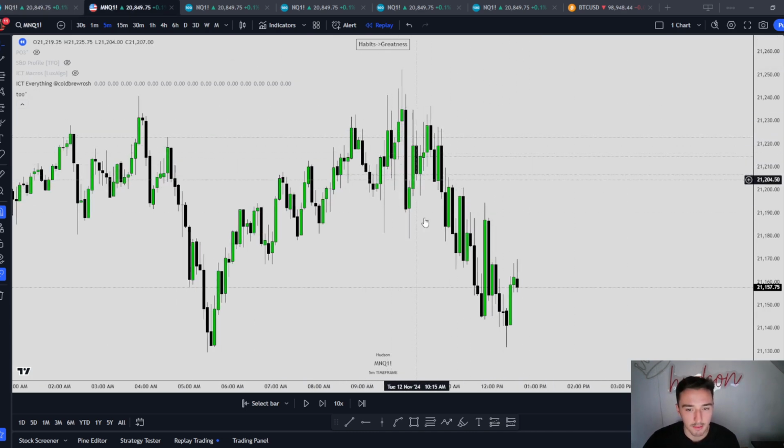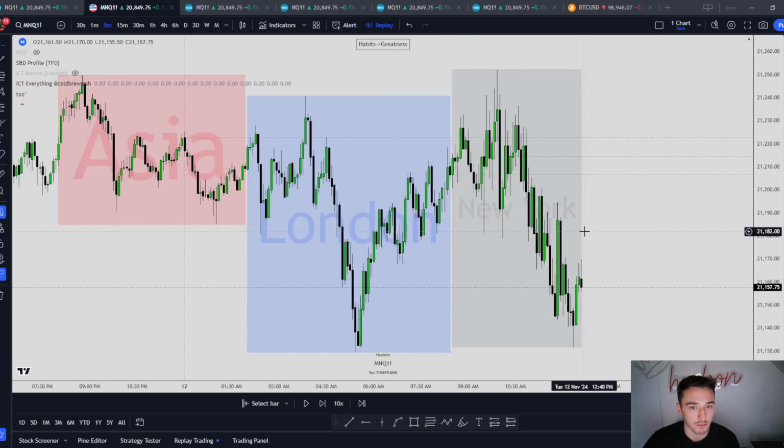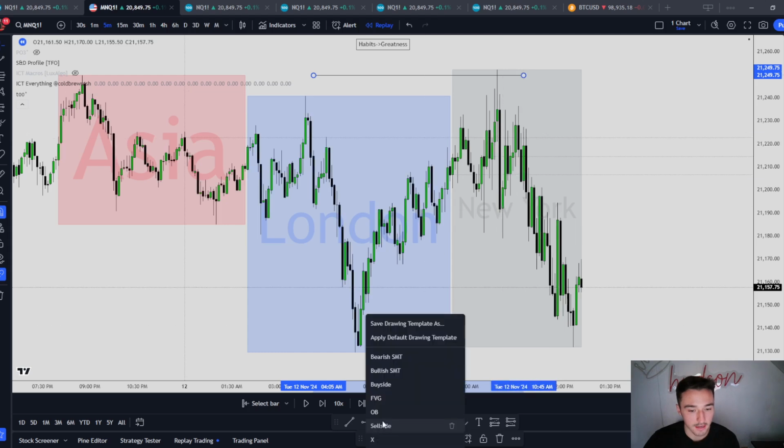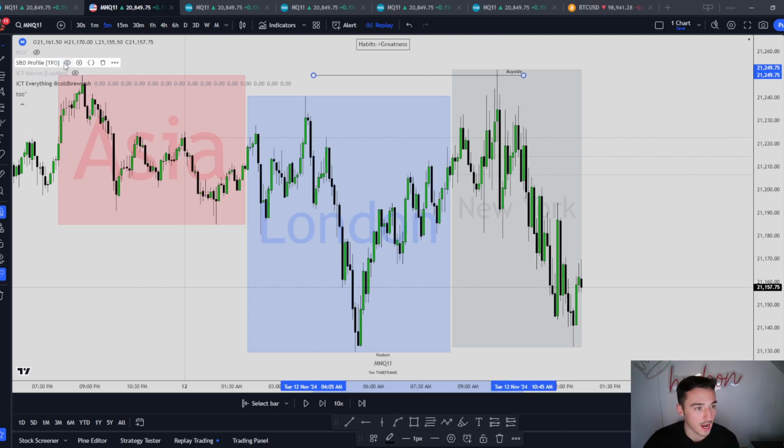So what is happening all throughout here? Well, it does look like chop, doesn't it? But if we pull up these boxes, have we taken out a previous session high or low? Yes, we've taken out Asia and London high, right? So we'll just mark it right here. So we have taken previous cycle's high, right?